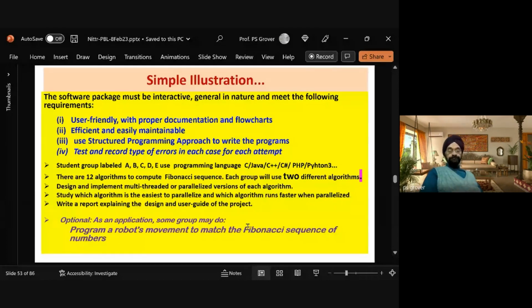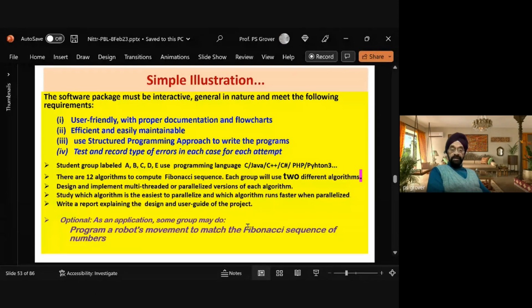Now, please see here, this is a project which is helping the student to learn many newer things which otherwise were not possible with a simple program like the Fibonacci series or any other programs like that. So I can group the students, giving them different languages. For example, student groups labeled A, B, C, D use programming languages C, Java, C++, C#, and so on. Now there are 12 algorithms to compute the Fibonacci sequence. Each group will have two different algorithms.